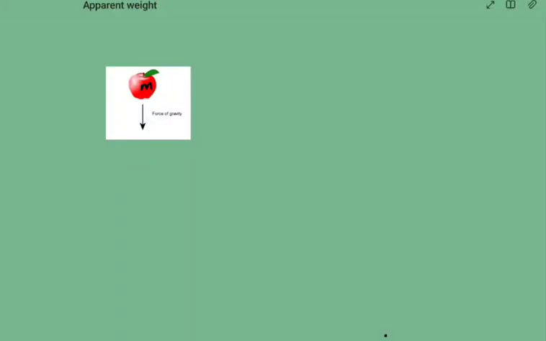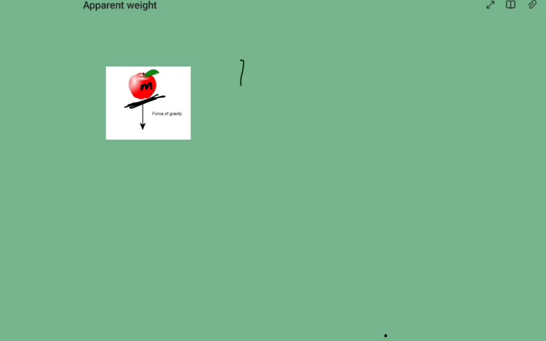In this video we are going to talk about weight and mass and apparent weight. So if you have some mass released in air like this, the only force acting on this mass is the weight, the gravitational pull of the earth, provided that air resistance is not taken into consideration.